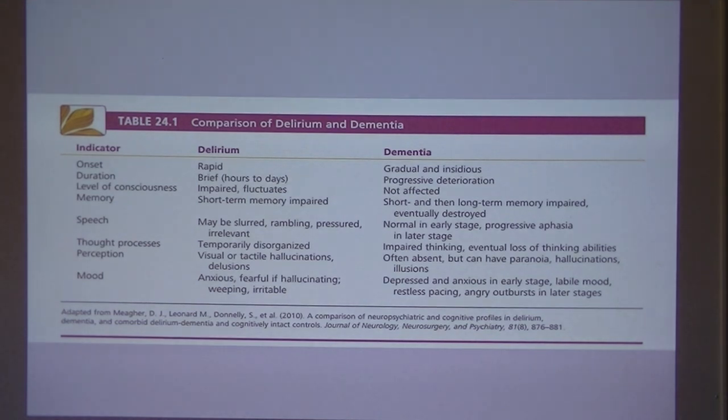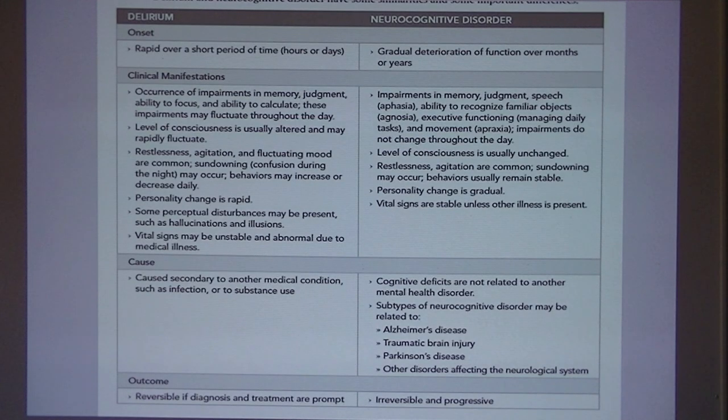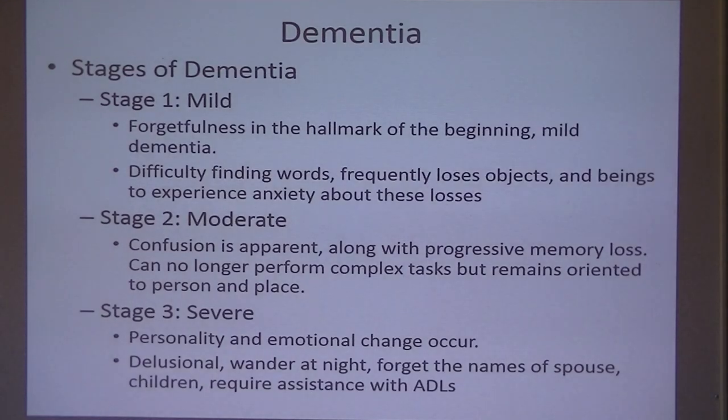So this is a good table to distinguish the two that came from your textbook, and then this is the one that came from your ATI book to help you clarify those. So within dementia, there are going to be 3 stages of dementia.